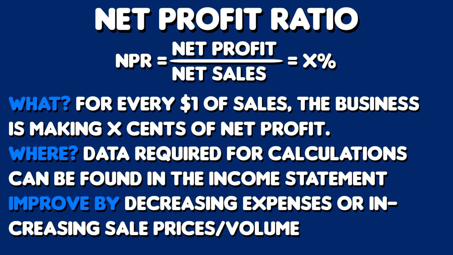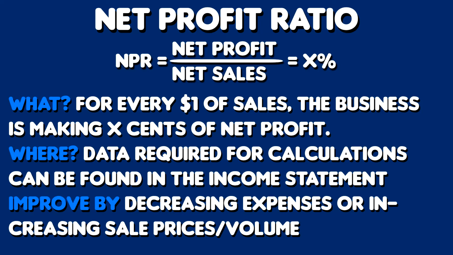The next ratio that we're looking at is net profit ratio. Once again, another profitability ratio, but rather than just gross profit, which is sales minus cost of goods sold, net profit is calculated by subtracting all expenses for the business from the gross profit figure. This ratio tells us for every $1 of sales, the business is making X cents of net profit. Net profit is what is taken home by the owner, what they can put in their pockets.